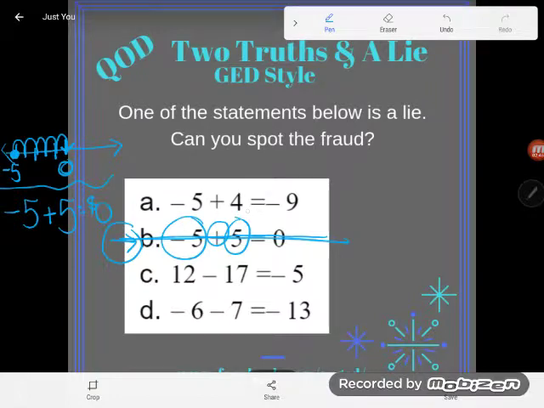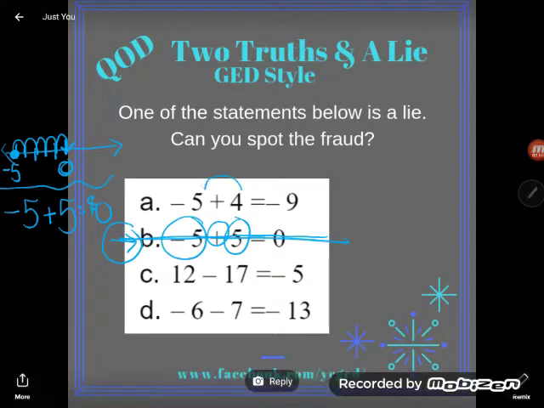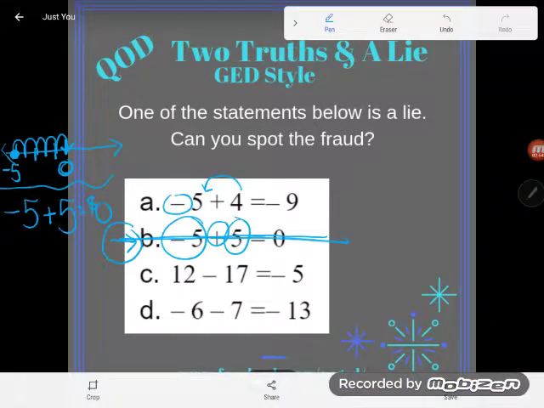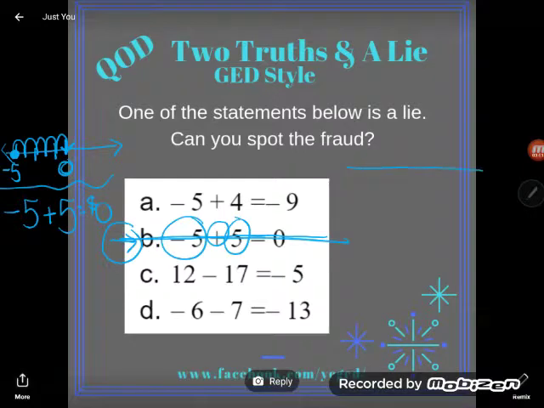Let's try negative 5 plus 4. A lot of students go, oh, look, 5 plus 4 is 9, I'll just slap on a negative and tell me that the answer is negative 9. Is that a true assumption? Let's test it using the 2 methods we talked about, the number line and the money.